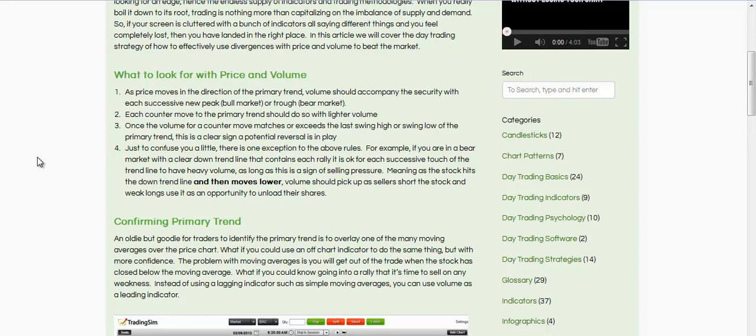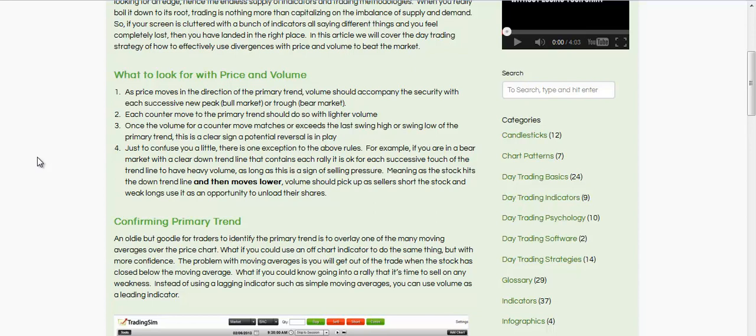Thirdly, once the volume for a counter move matches or exceeds the volume of the last swing high or low of the primary trend, it's a clear sign that a potential reversal is in play. This sounds pretty complicated, but basically, if a stock is moving higher, each high comes in with significant volume, and each counter move lower has lighter volume. Once you see that counter move coming with higher volume, that's one of the first signs that the stock is weak and can potentially break.